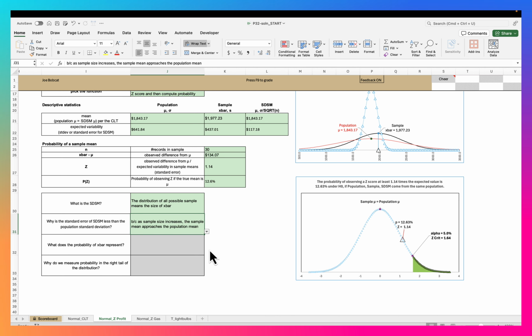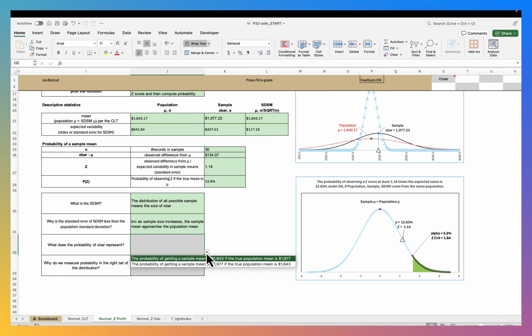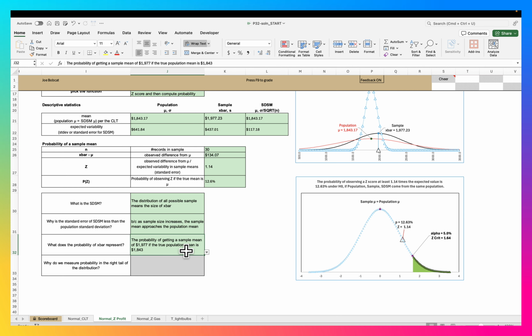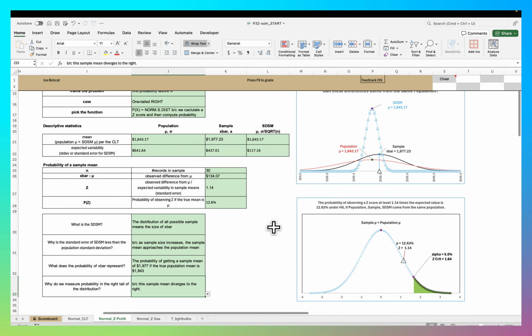Okay. And then what does the probability of x bar represent? This is a really interesting question because it's the probability of getting a sample mean of 1977 if the true population mean is 1843. That's why we said sample mu equals population mu. We're assuming that they came from the same population. If they came from the same population, then that's the probability that you would see that sample mean. And why do we measure probability in the right tail of the distribution? Because the sample mean diverges to the right. And now we're done with this one. We'll see you in the next one.